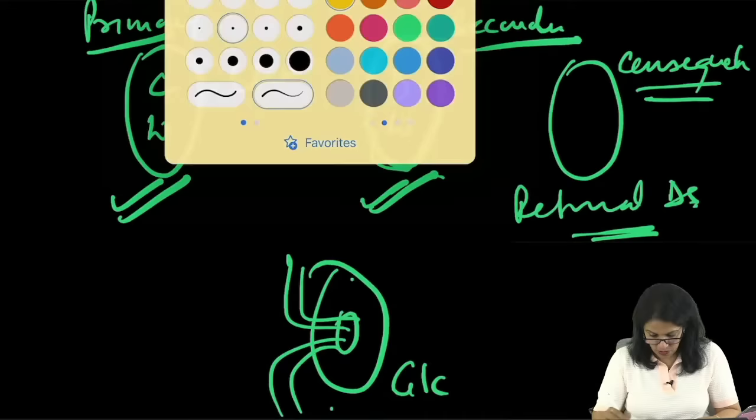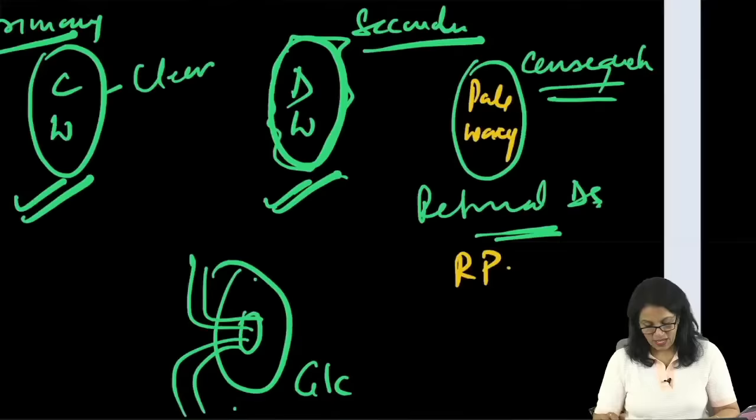Consecutive kaise dikhta hai? You should not forget, we are talking about retinitis pigmentosa. It is a pale waxy disc. Okay, we come to the next.